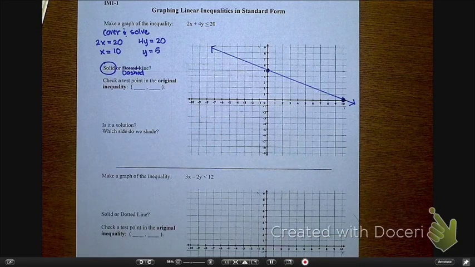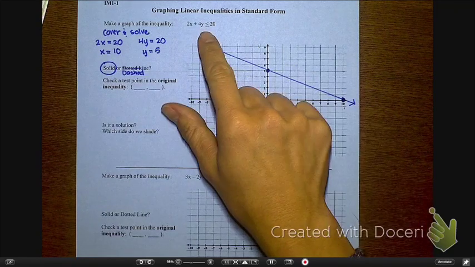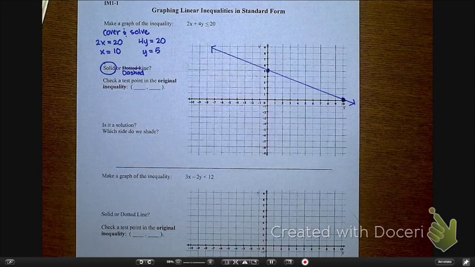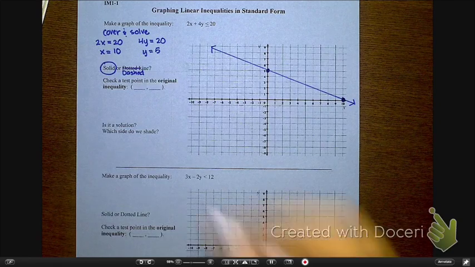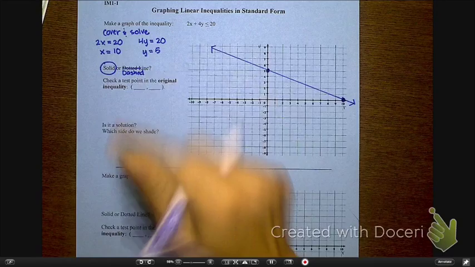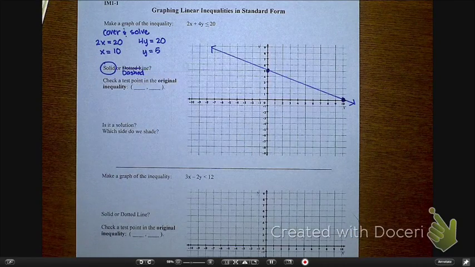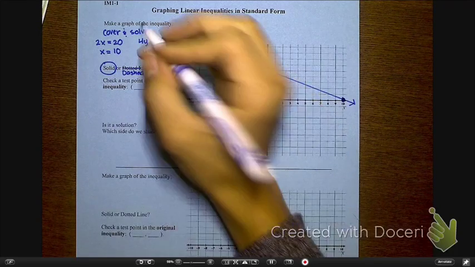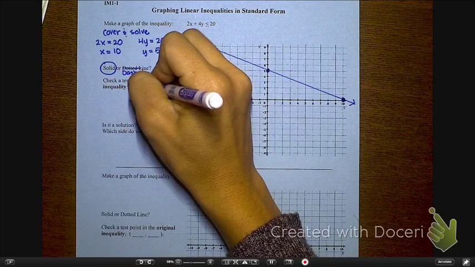All right. Now, before we do our shading, because it's in standard form and it's not solved for y, I can't just look at the direction this points to determine which way to shade, because sometimes it's right and sometimes it's not, okay? So what I have to do is I have to actually use a test point. The point I like to use for my test point is the easiest number to work with for both the x value and the y value. I think that the easiest number to work with is 0, 0.